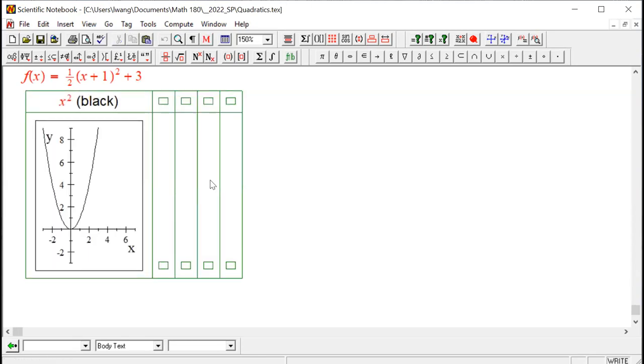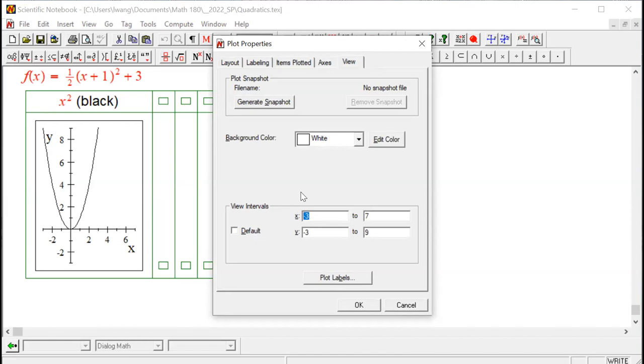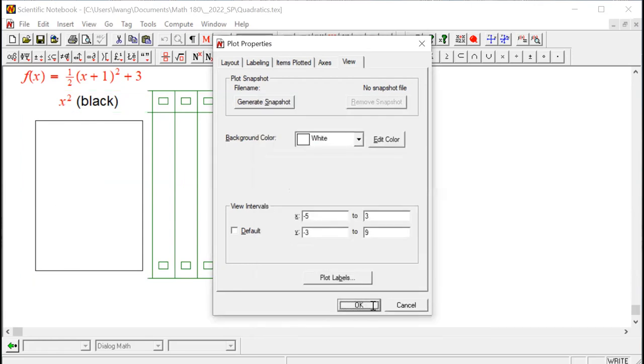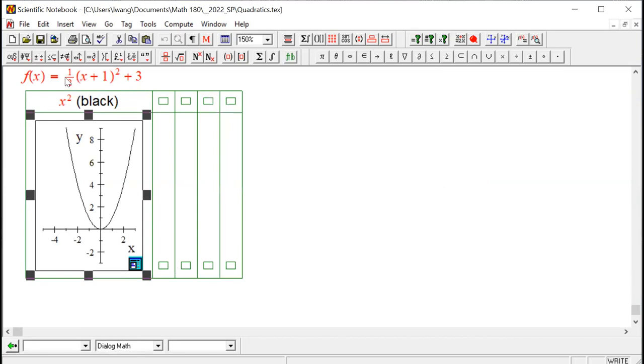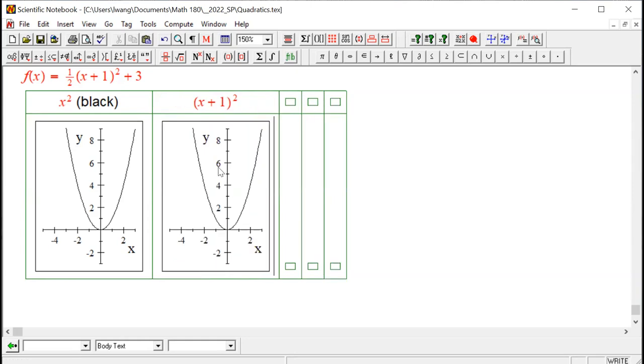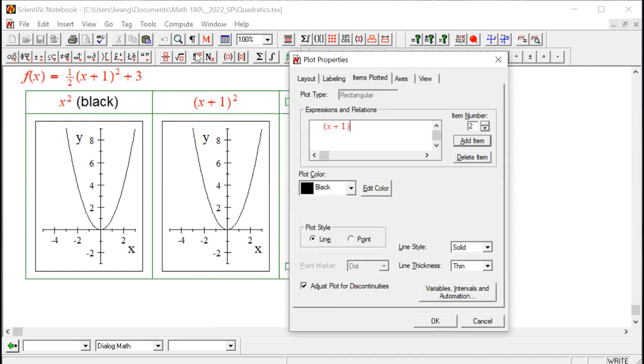So we have that. Okay, and then we're going to do (x + 1) squared. But this picture, because I'm shifting to the left, I need to make a little adjustment. Maybe this will be -5, maybe this will be 3. I'm going to shift to the left by 1 unit. So the result of shifting to the left, we're getting (x + 1) squared.